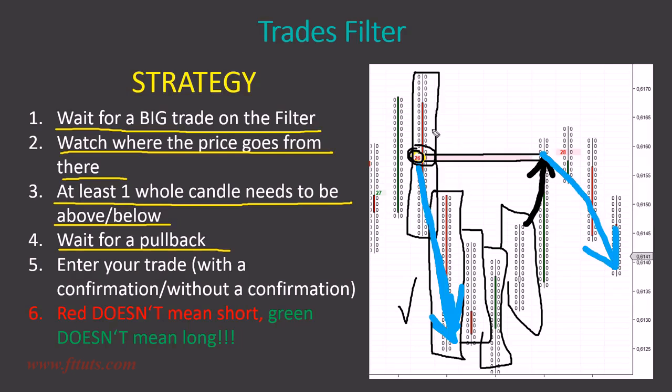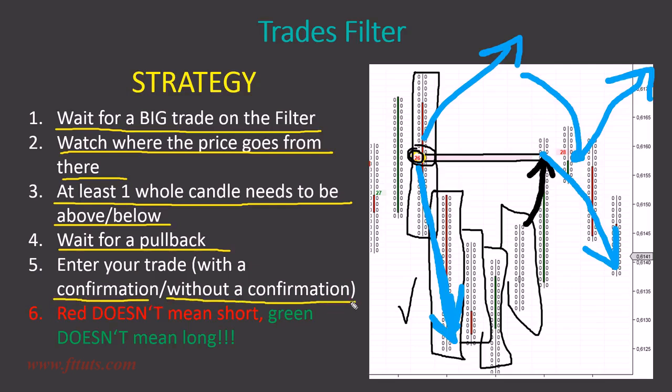If the price went upwards from the 26, like this, then you would be waiting for a pullback and you would go long. Now you can enter your trade with a confirmation or also without a confirmation. I'll talk about this a little bit more in the next slide.